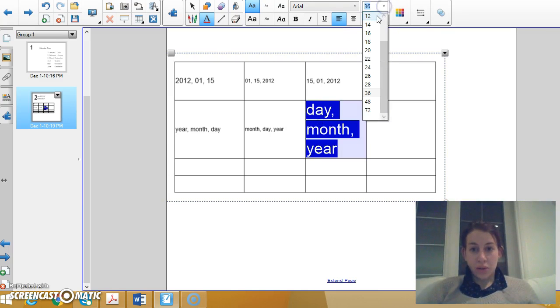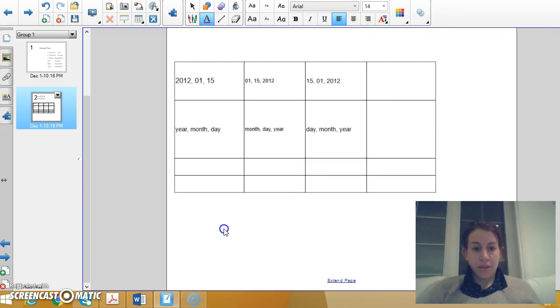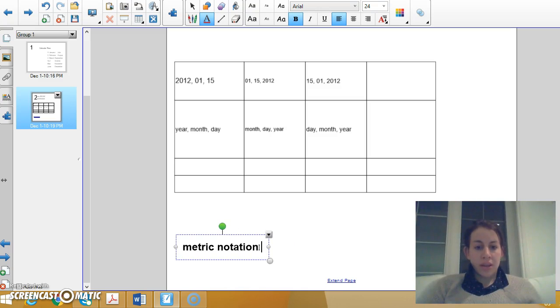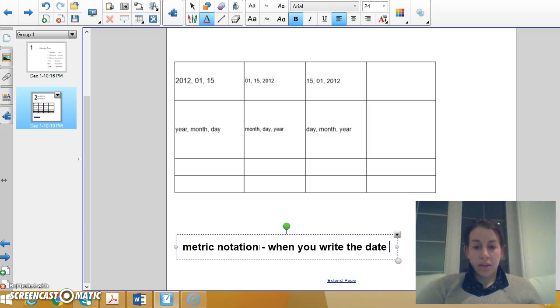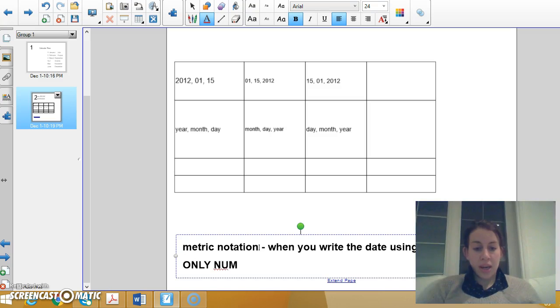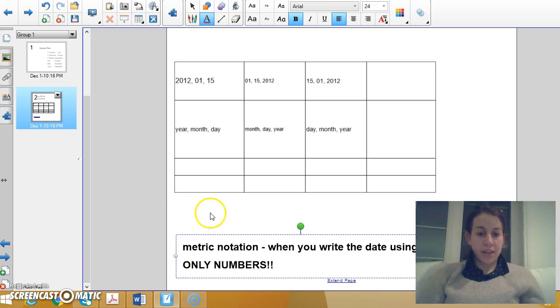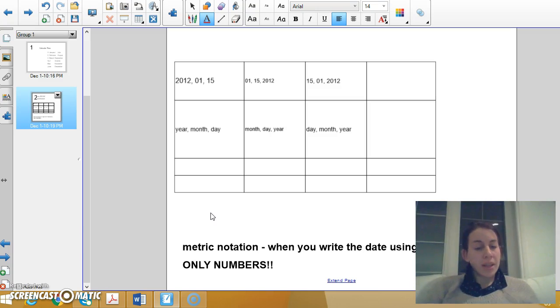That is called, are you ready for the fancy word? The fancy word for that in math is metric notation. You might want to write this down in your notebook. Metric notation is when you write the date using only numbers. Take a moment to pause and write that down, and then we're going to try something else.